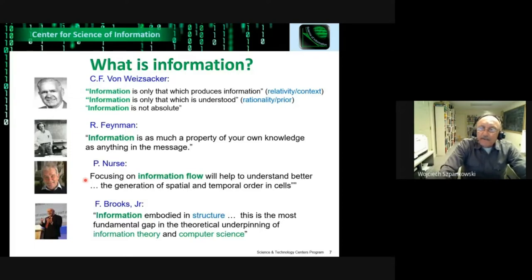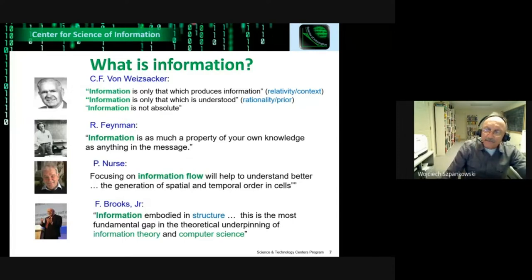He said that information is only that which produces information. You can basically interpret it that context, objective of the recipient, all of this matters in how you actually interpret information. He says something more, which is important. Information is not absolute. What does it mean?